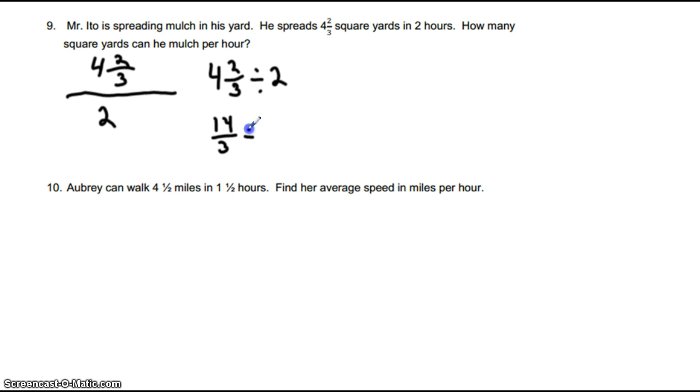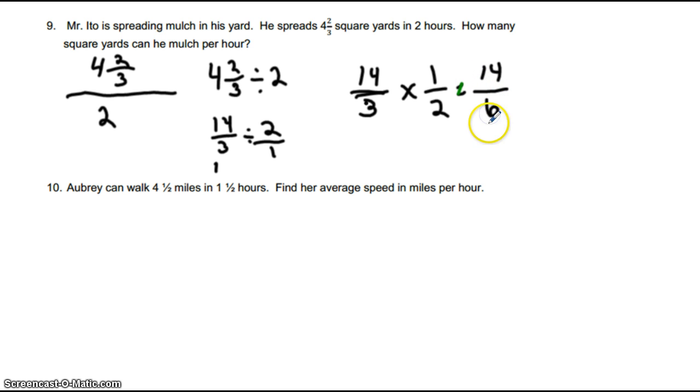That will be 14/3 divided by 2. We have to multiply by the reciprocal now. So we're taking 14/3 and multiplying it by 1/2. Remember, we're multiplying by the reciprocal because actually this is 2/1. And then we'll get 14/6, and that would be simplified to 2 1/3 square yards per hour.